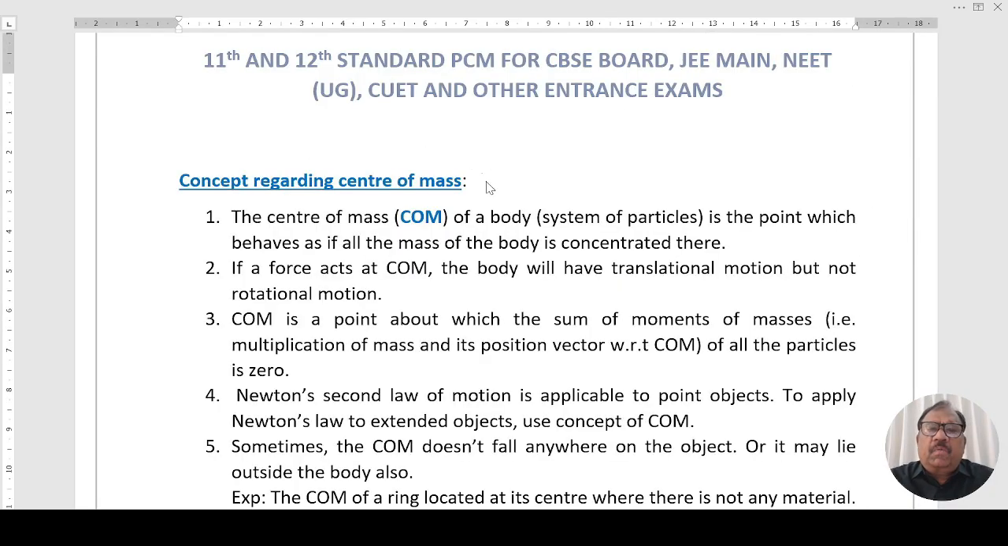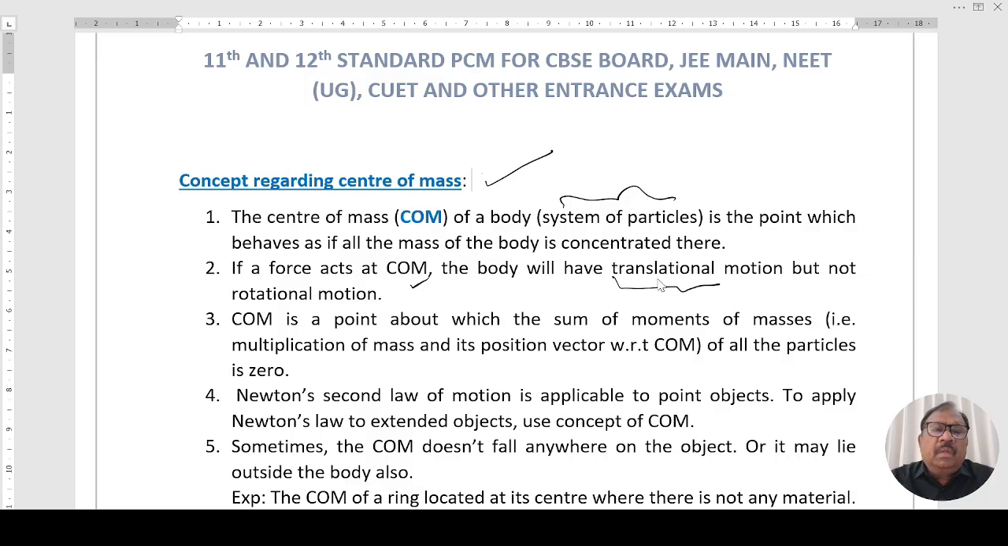Concept regarding center of mass. The center of mass of a body, that is system of particles, is the point which behaves as if all the mass of the body is concentrated there, where all of the mass is supposed to be concentrated. Second, if a force acts at center of mass, body will have translation motion, not rotational motion.